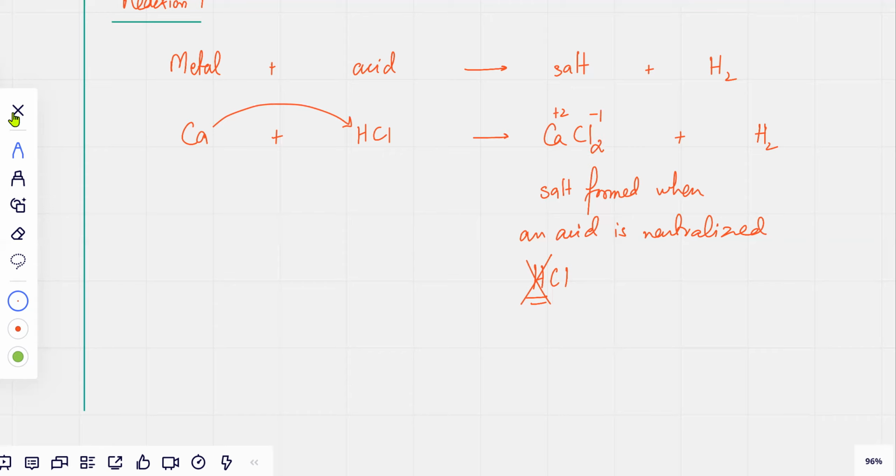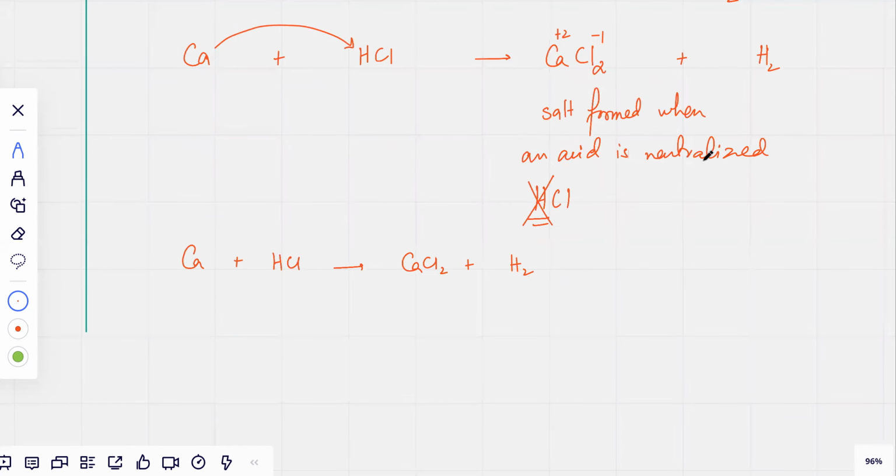I'm not focusing on the balanced equation at the moment. Forget balancing for now. So the equation is calcium reacting with HCl and it ends up forming CaCl2 plus H2. We're just focusing on the formula. That's your first equation. Similarly, we can do another reaction.